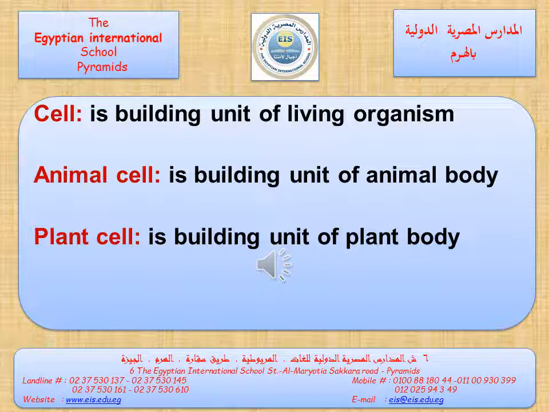So say it with me. We know that the cell is the building unit of living organism. What is the definition of animal cell? It is the building unit of what? Of animal body. What is the definition of plant cell? It is the building unit of plant body. Just changing animal body to plant body. It's the same sentence, only changing animal body or plant body.